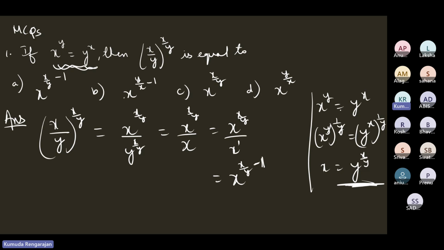So here, raise both the sides to the power 1 by y. When you raise both the sides to the power 1 by y, what happens? Y and y get cancelled, and here it becomes x by y. So you have x is equal to y to the power x by y.